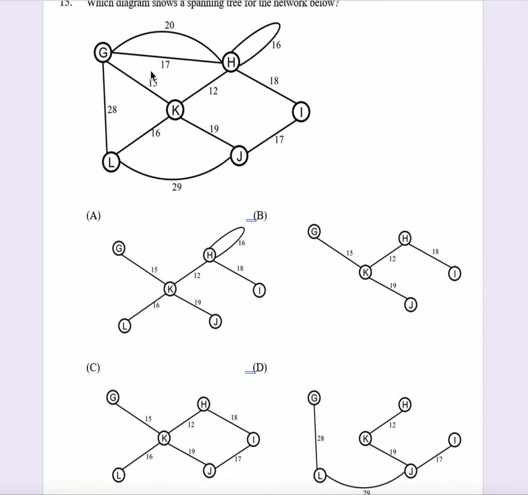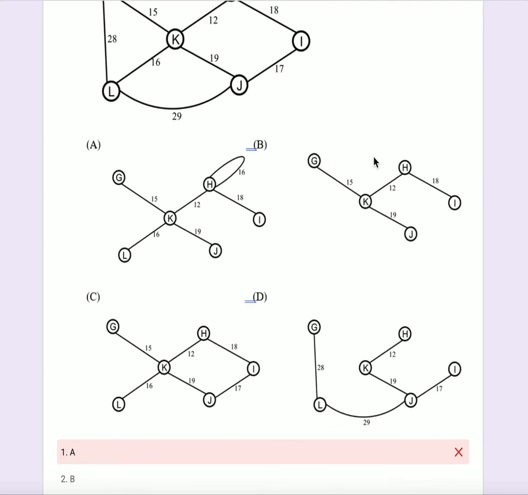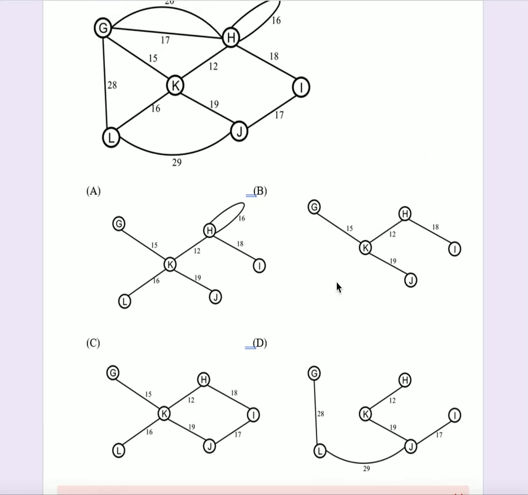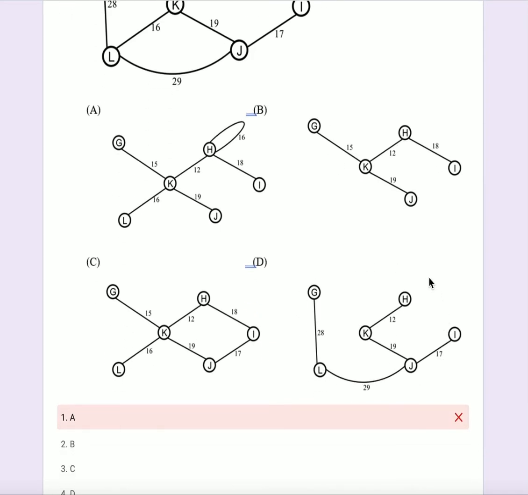So we've got G, H, I, J, K, L. I'm just going to go in order of the alphabet so I can remember. So G, H, I, J, K, well, this one doesn't even have L. So we know it's not B because it has to include every vertice. So the only option left is D.